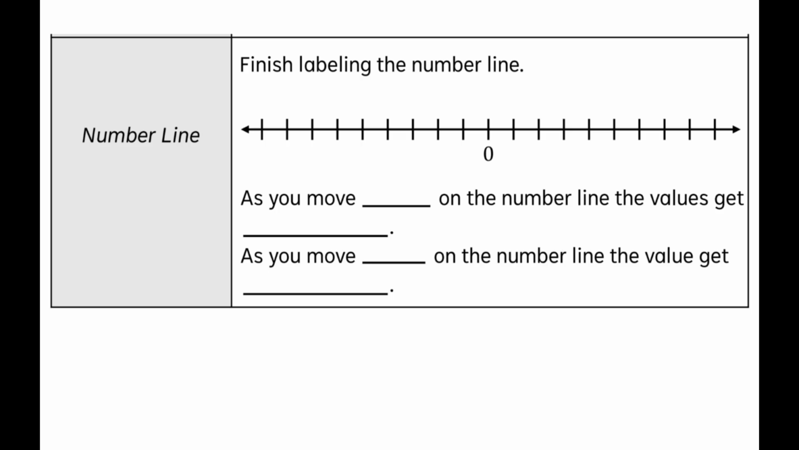Here we have a number line. We are going to first finish labeling it. Notice we do have a starting point of 0, which is in the middle. 0 will not always be in the middle, okay? And your number lines may not always skip count by 1. They might skip count by 2s, or they might skip count by 5. For this number line, we will skip count by 1s. So our 0 is here.